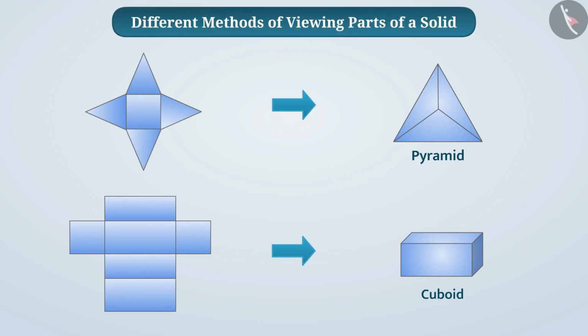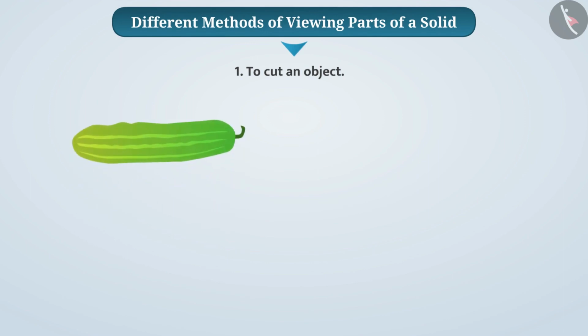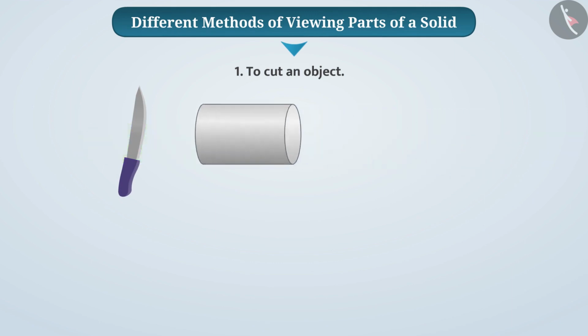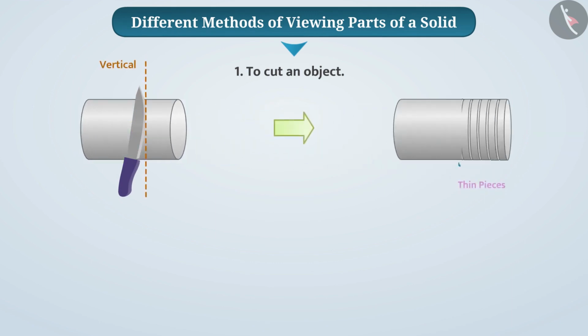A fun way to see parts of an object is to cut it. Let us understand this with an activity. Take a cylindrical shaped vegetable such as a cucumber or gourd. Use a knife to cut it. For this activity, you can also make a model of clay shaped like a cylinder. Take one of these objects and cut it vertically. You can carefully slice it thin.